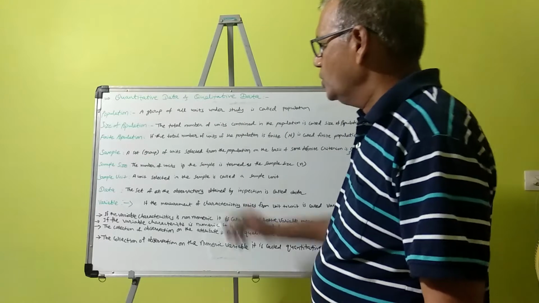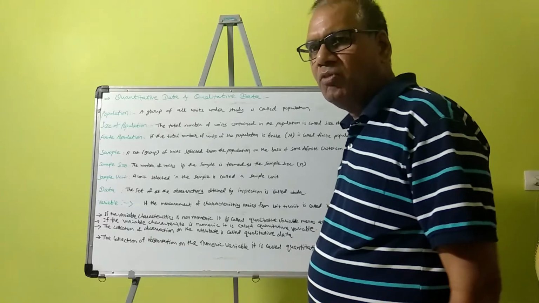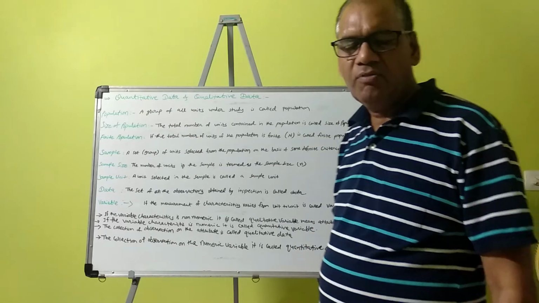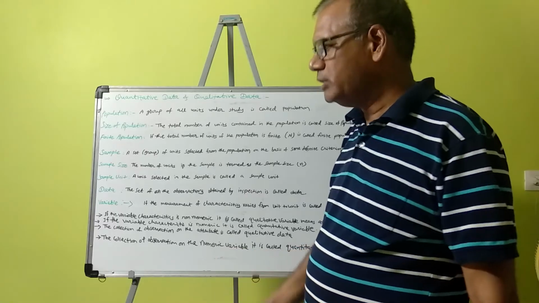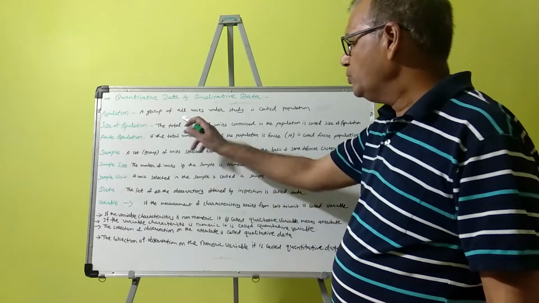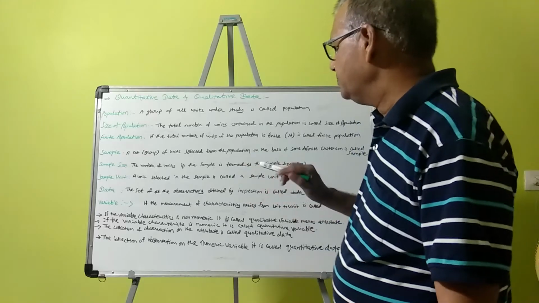Now quantitative data and qualitative data. So first of all, population. In collection of data, what do you mean by population, what do you mean by size of population, sample size and all. So population is the group of all units under inquiry, under study.